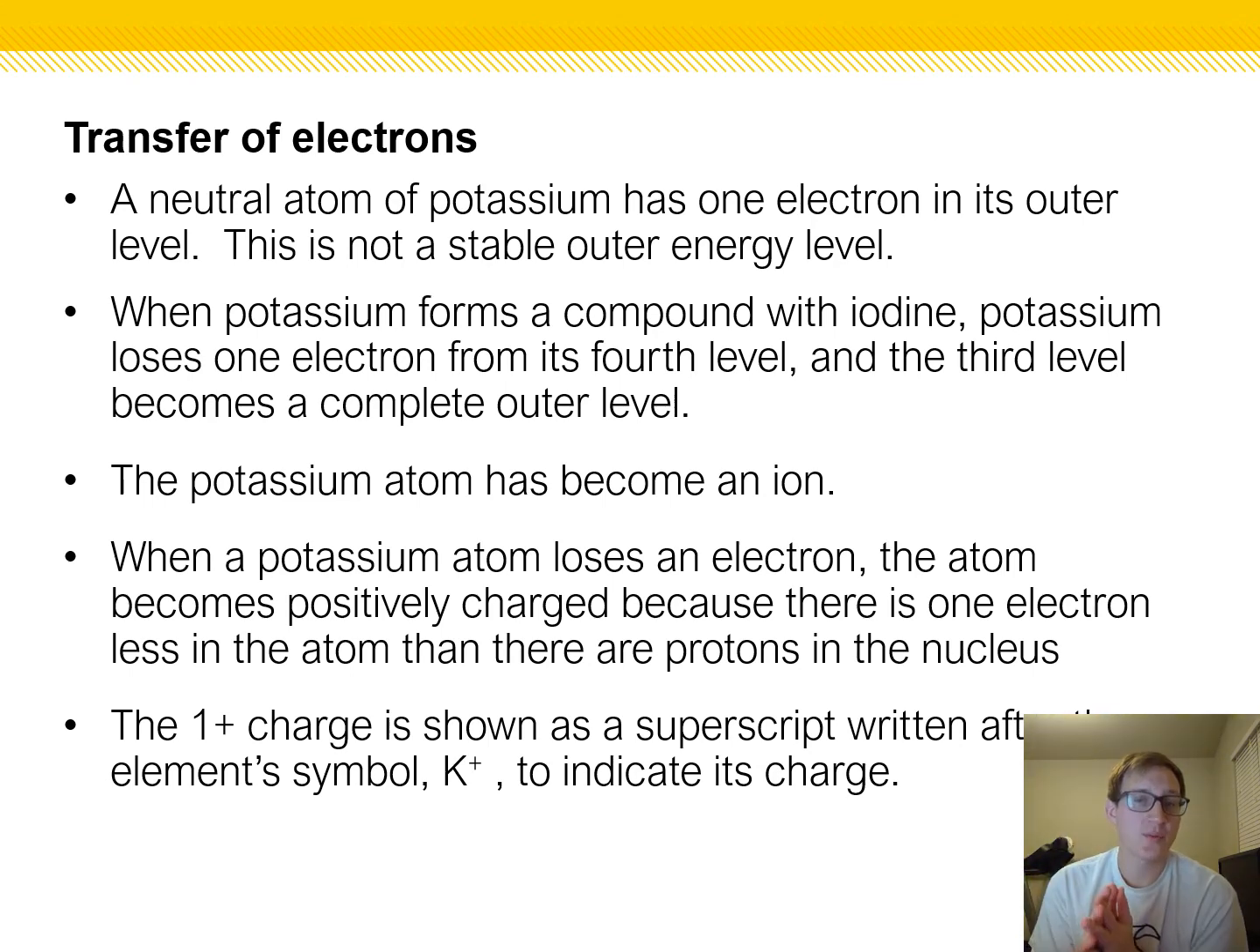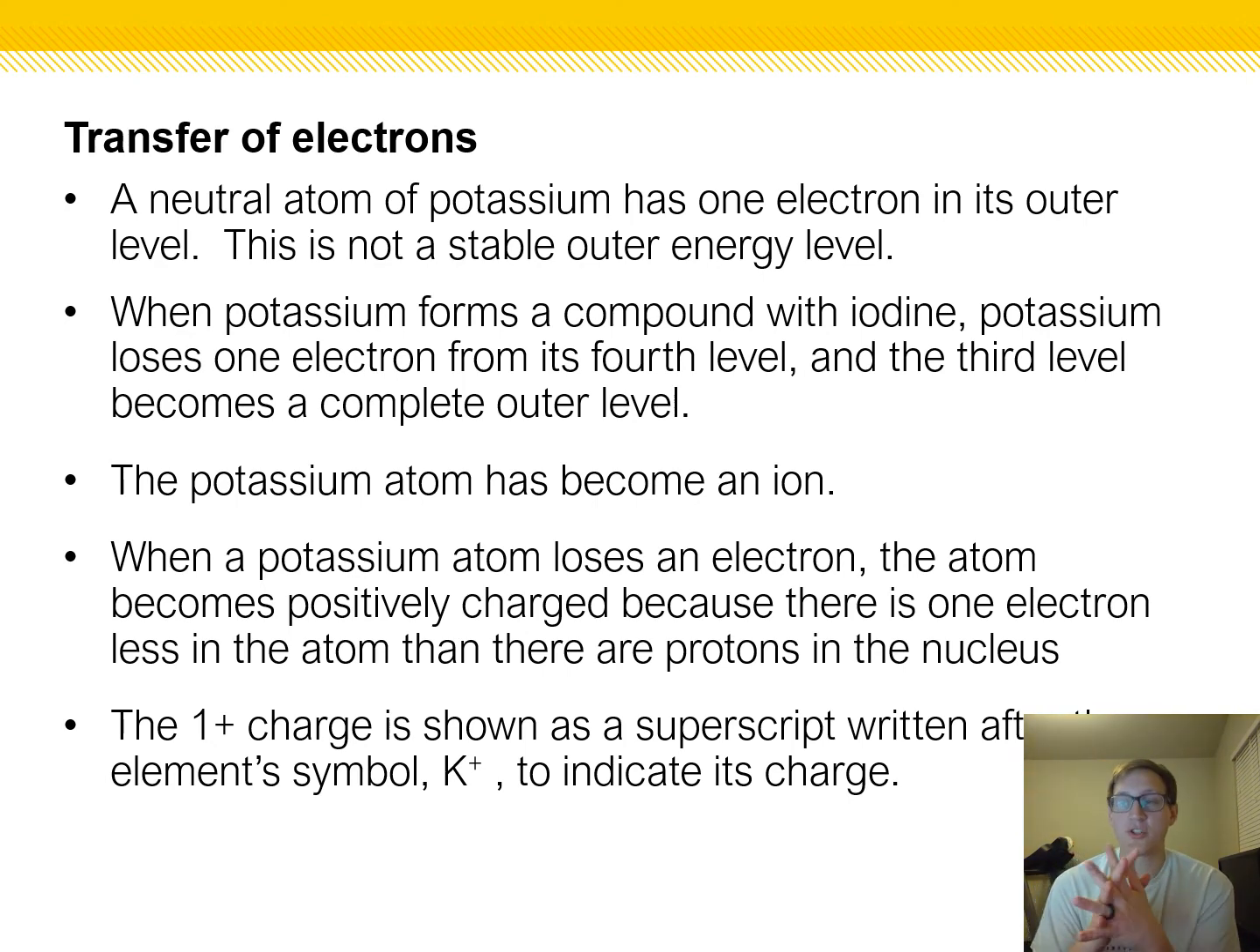When potassium forms a compound with iodine, potassium loses 1 electron from its 4th level, and the 3rd level becomes a complete outer level. The potassium atom has now become an ion because it has lost an electron. If you think about losing an electron, it is going to become positively charged, called a cation. When a potassium atom loses an electron, the atom becomes positively charged because there's 1 less electron in the atom than there are protons in the nucleus.